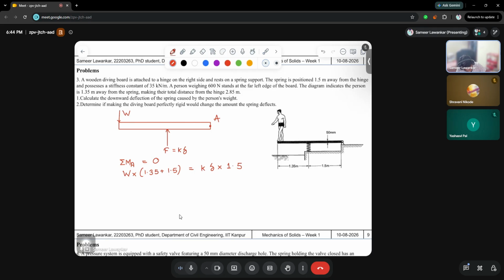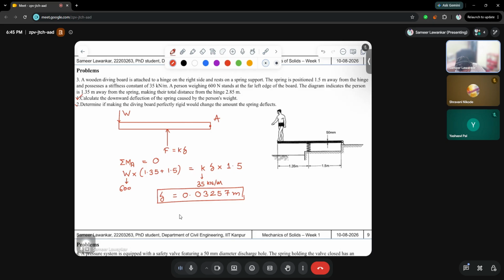K is 35 kilonewton per meter, and W is given as 600 newtons. You just need to convert this into newtons. It's 35,000 newtons per meter. Now if you calculate delta, you will get the value as 0.03257 meter. That is how we can calculate the value of delta. So this was the first question.